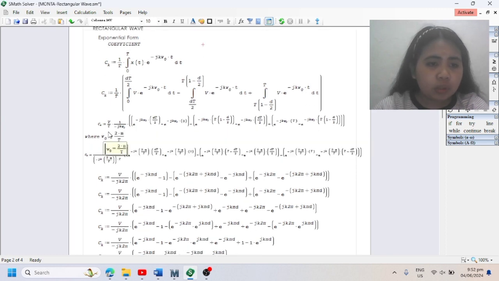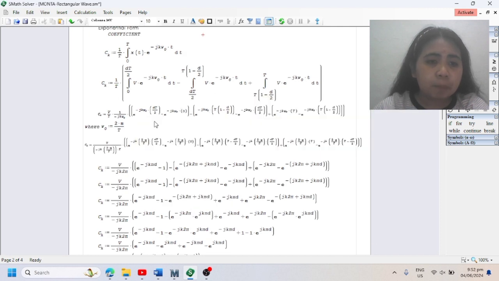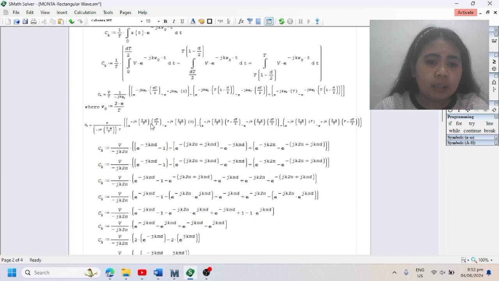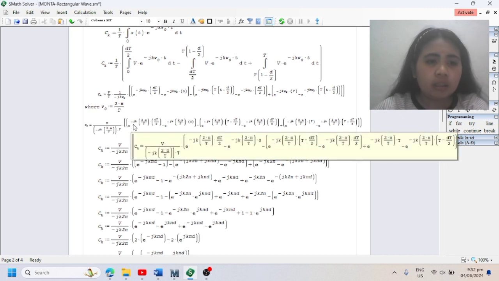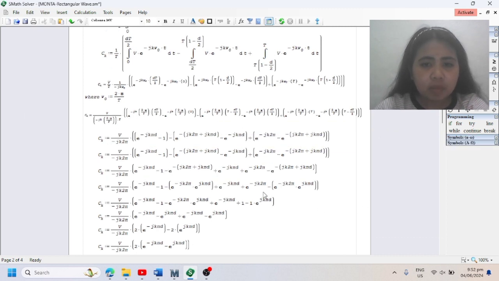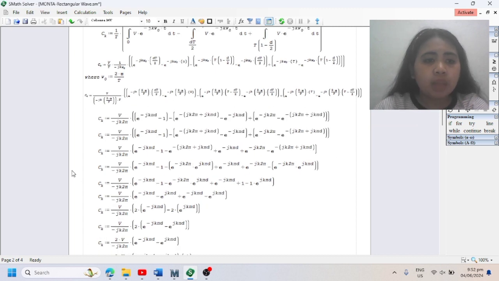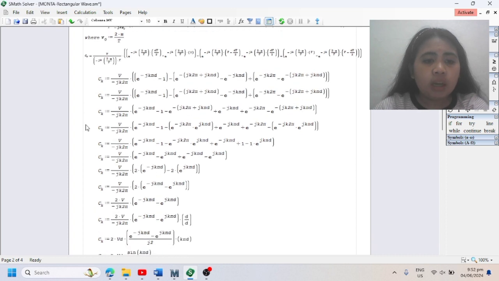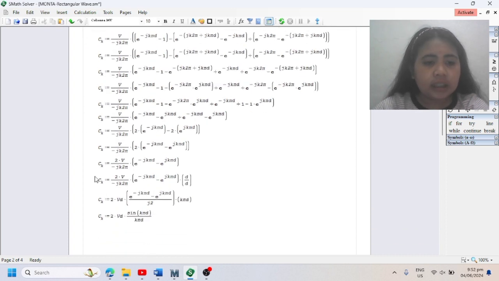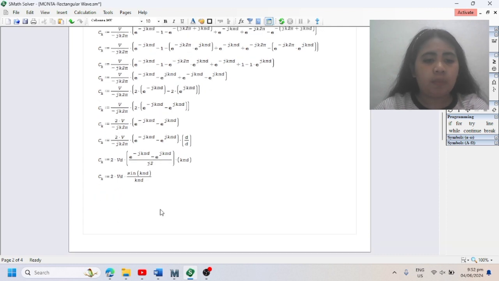So, we will first substitute the value of the w naught. w naught is equal to 2 pi over T. So, upon substituting, ck is equal to V over negative jk times 2 pi over T times T, and so on. And upon the integration and computing the coefficient ck, we arrive at the answer of ck is equal to 2 times Vd times sine of k pi d over k pi d.